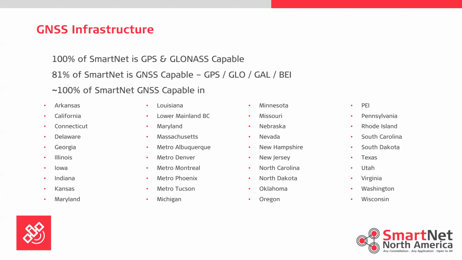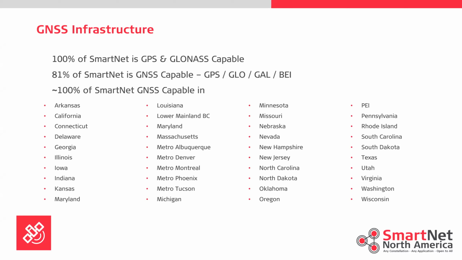And to that point, currently 100% of SmartNet is fully GPS and GLONASS capable. Now, this doesn't seem like a big thing since GPS and GLONASS have been around, but we were at 99.99% for a long time because we had literally a station or two that were still floating around out there that were GPS only. But now that has been completely taken care of. Everything's on GPS and GLONASS now. So anywhere you go, you do have at least dual constellation availability.